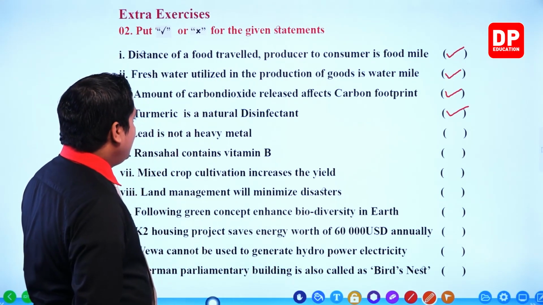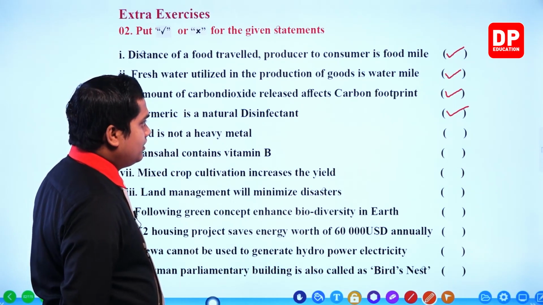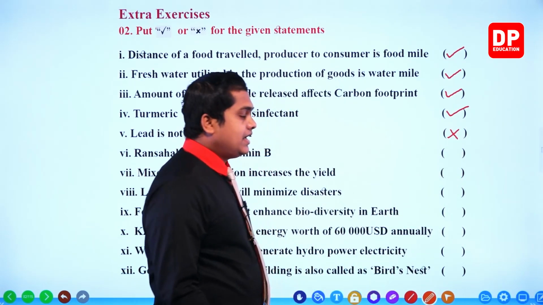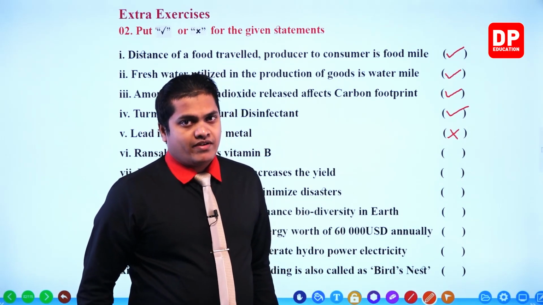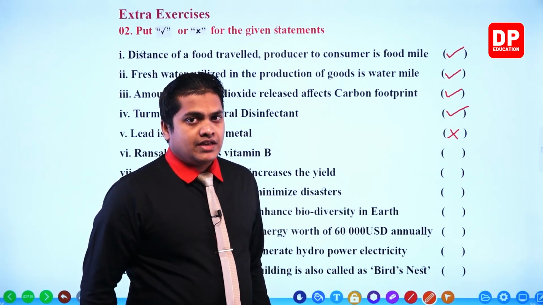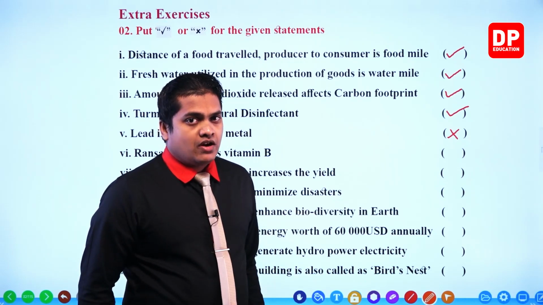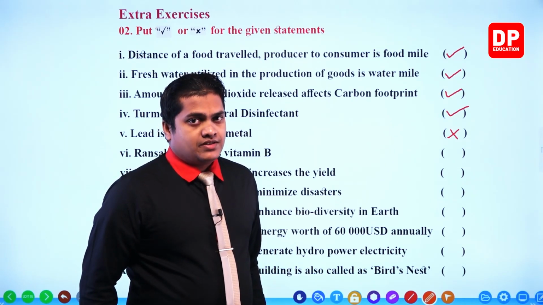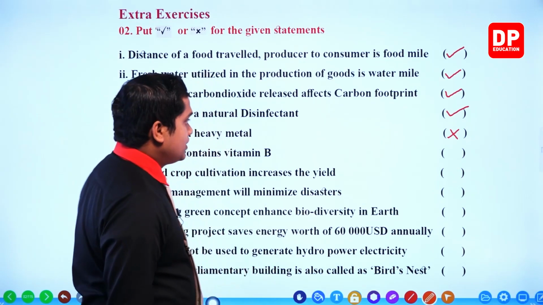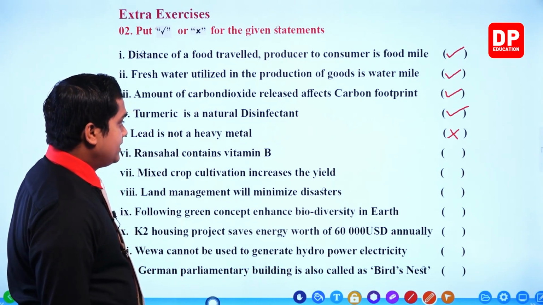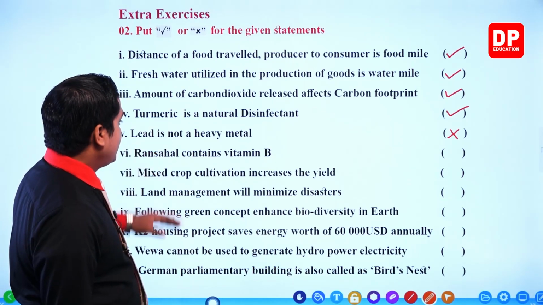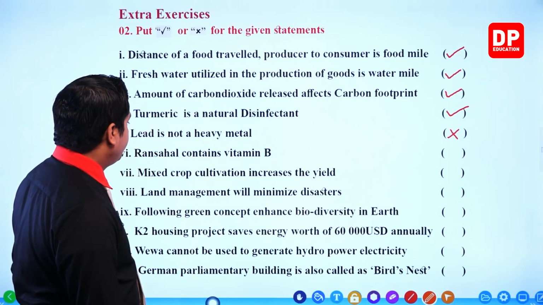Next one. Lead is not a heavy metal. My dear children, that is incorrect. Lead is a heavy metal. Lead and mercury are good examples for heavy metals. Actually, electronic waste, e-waste, mainly releases lead to the environment. So because of the electronic waste, lead is added to the environment, which is a heavy metal. The statement given here is incorrect, because here they are saying that lead is not a heavy metal. So it is incorrect.